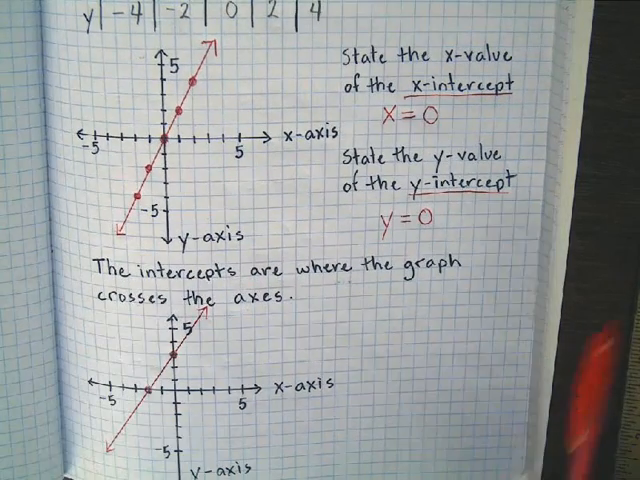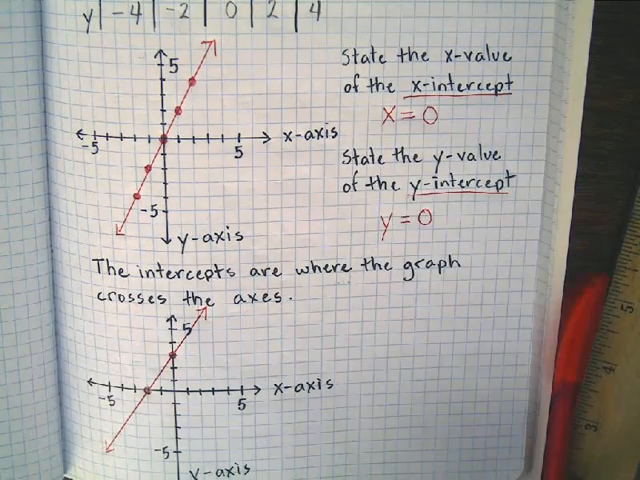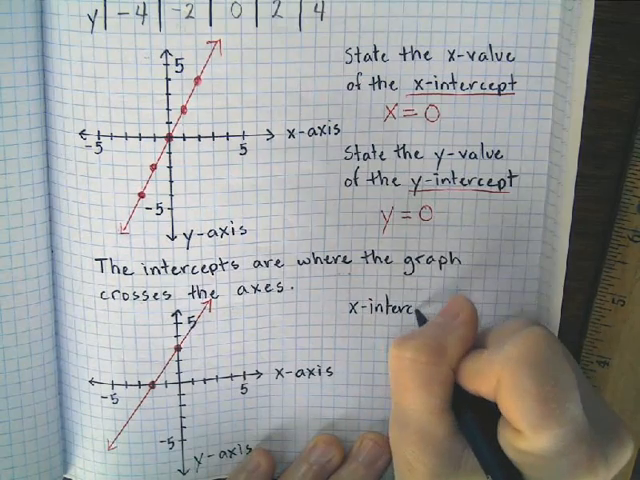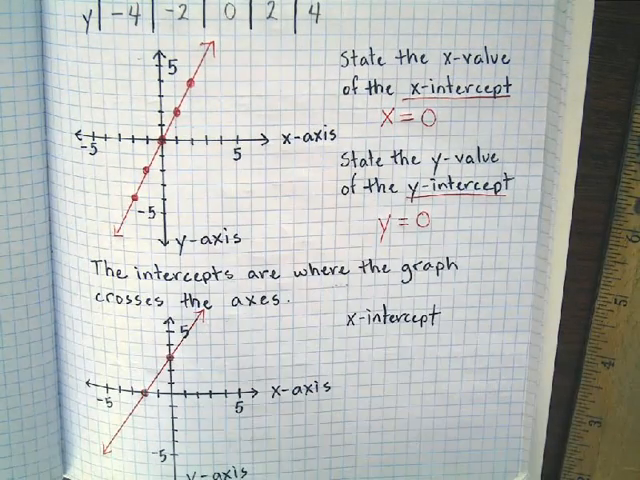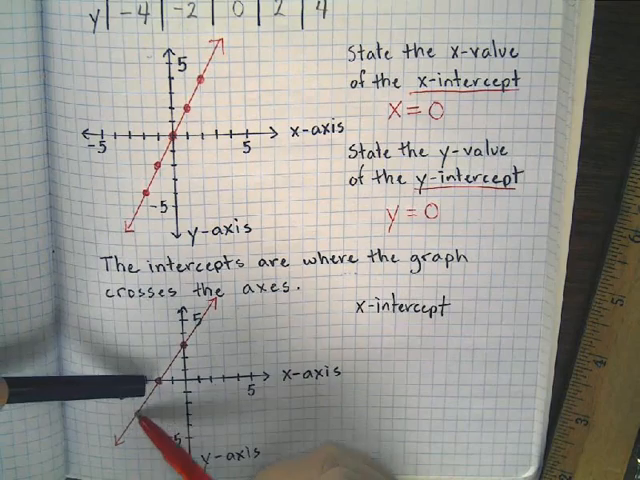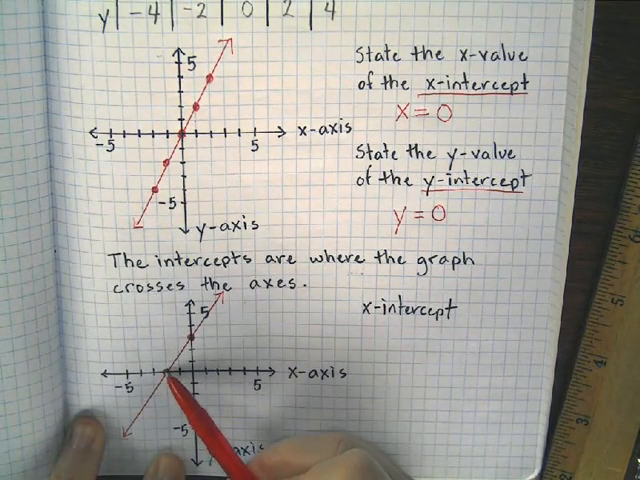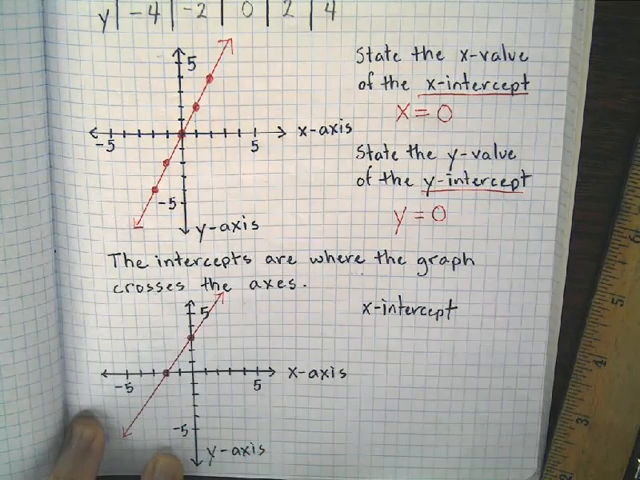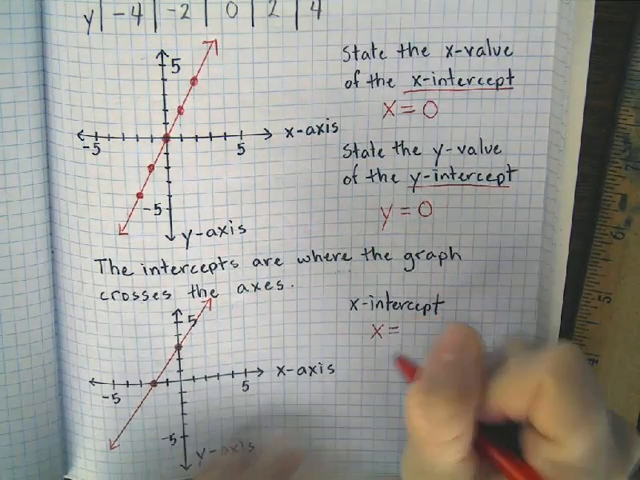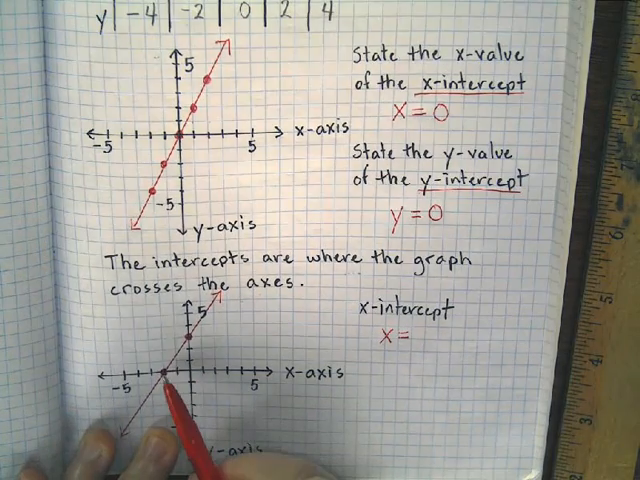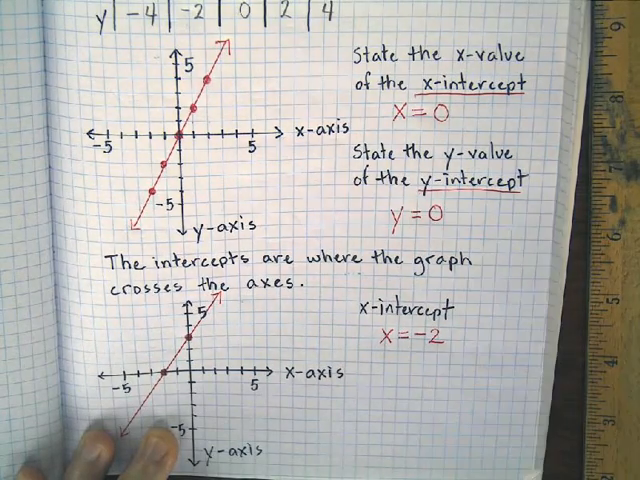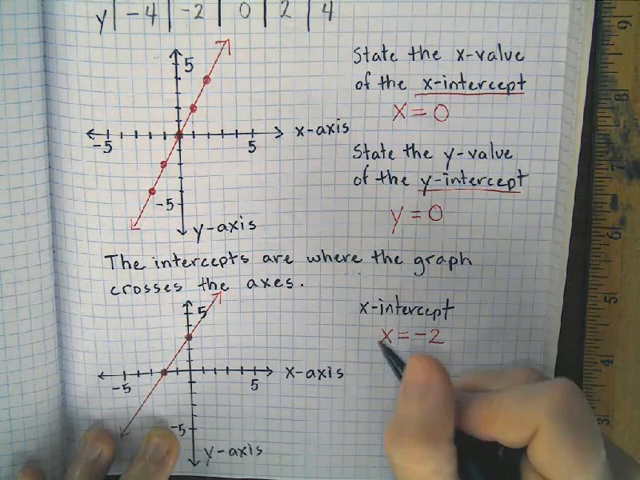Okay, so what is the x-intercept? Where is the x-intercept? That is where the graph crosses the x-axis. So if I follow these, where is it crossing? Right here. So that's this point. So I could just write x equals, and then what number is that? That would be -1, -2. X equals -2. Or I could write it as a coordinate pair.